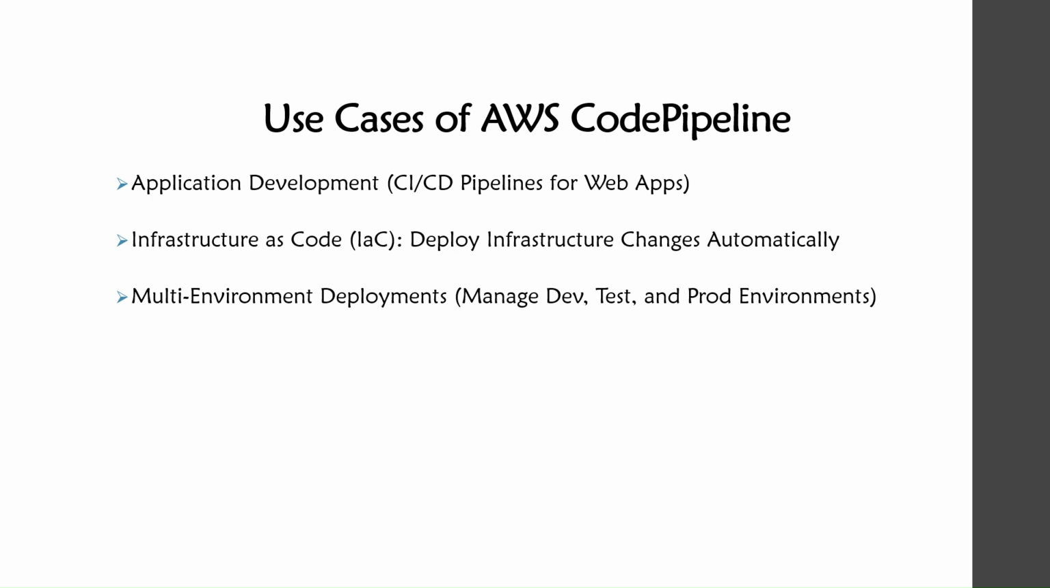These use cases highlight how AWS CodePipeline enables seamless software delivery and infrastructure management, providing automation, consistency, and efficiency for different workflows. So let's go to the AWS account and demonstrate or deploy a simple demo on CodePipeline.